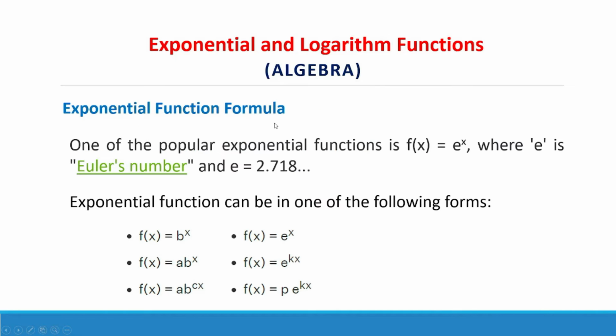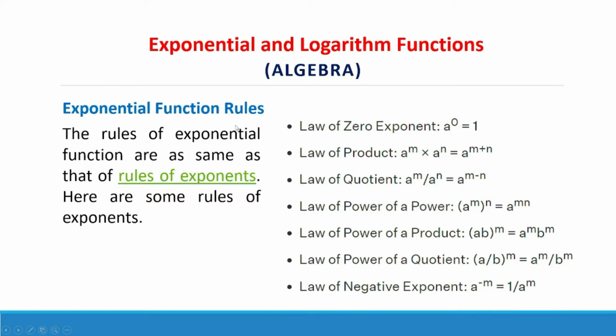And exponential function formula. One of the popular exponential functions is f(x) = e exponent x, where e is Euler's number and e is equal to 2.718. And for the exponential function rules, the rules of exponential functions are the same as the rules of exponents. Here are some rules of exponents.